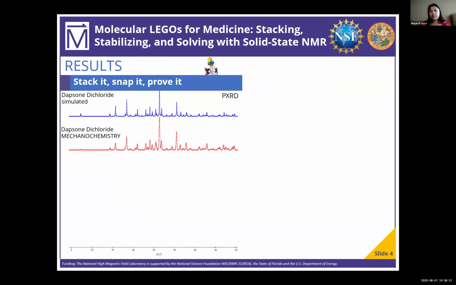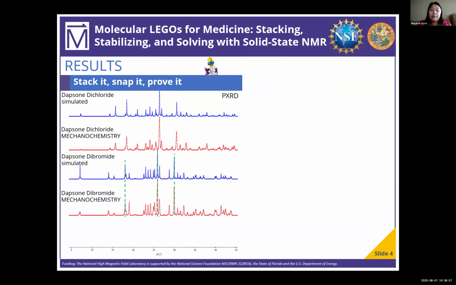Moving on to results, we first compared the dapsone dichloride simulated version in the literature to the dapsone dichloride we mechanochemically made. In these powder X-ray diffraction patterns, you can see that the peaks align based off of these green dashed lines. Based off of the peak matching, this tells us that we successfully used mechanochemistry to synthesize the dapsone dichloride salt. We did the same process for the dapsone dibromide salt. Again, with peak matching, you can see all of the peaks align, telling us we successfully made it again.